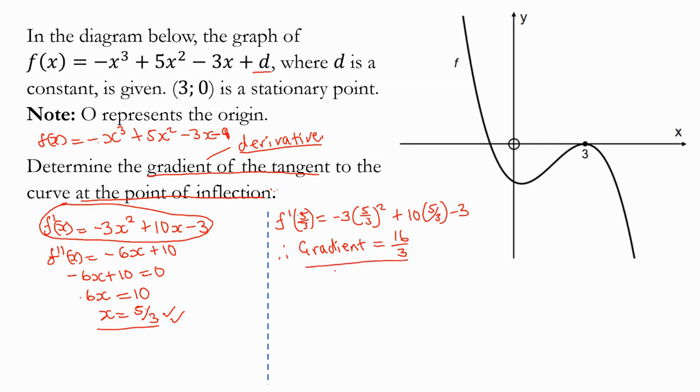Remember our x coordinate of the point of inflection is 5 over 3, meaning that it should be 1.666 somewhere. So that will be the point of inflection, somewhere there, because we're going to need this point in the next question. We don't know the y now, but it's fine. So that's what you're supposed to do then. The gradient is equal to 16 over 3.